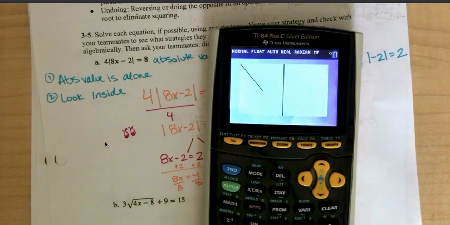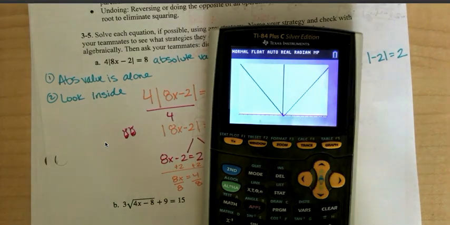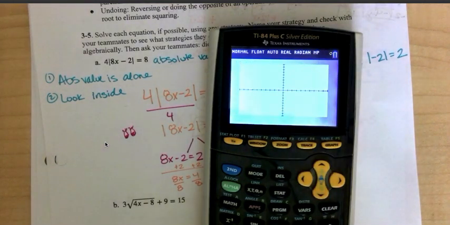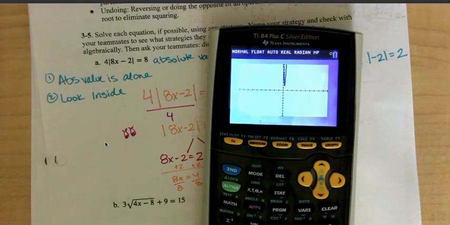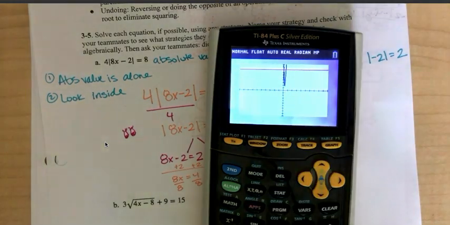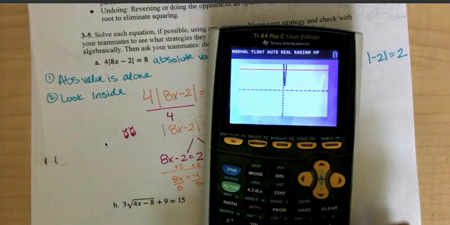Well, that one wasn't really a great window. Give me one more moment. We have to be patient. But if you can see, although they are very close, they intersect 2 times. They intersect where our answer was. There we go. That's a little better. So notice how they intersect 2 times. So that's why we know we have two solutions.